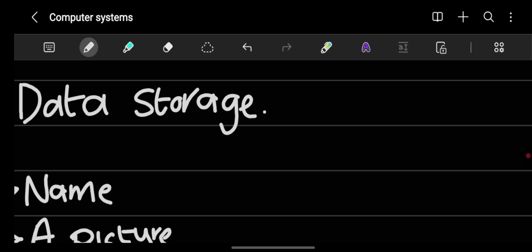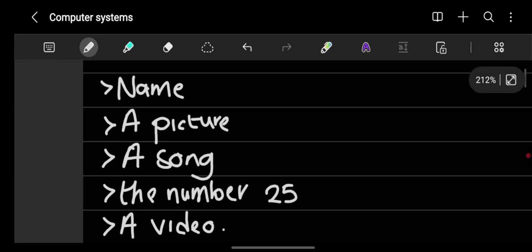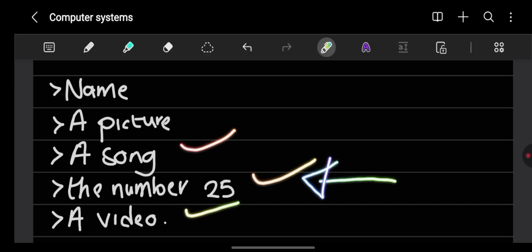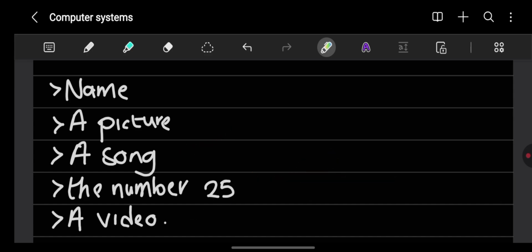So imagine I give you a piece of paper and I ask you to write your name, a picture. It doesn't make sense, but just technically think about it. A song, the number 25, and a video. Right now we have learned how to write the number 25, but there's more to all of this, right? You basically know how to write and draw all of these because you understand letters, pictures, and sounds. So you would know how to work out all of this.